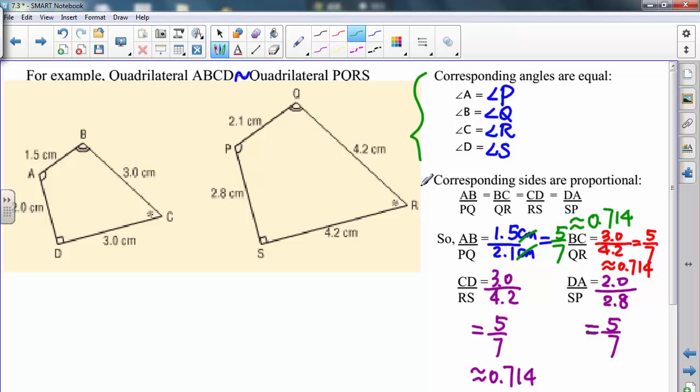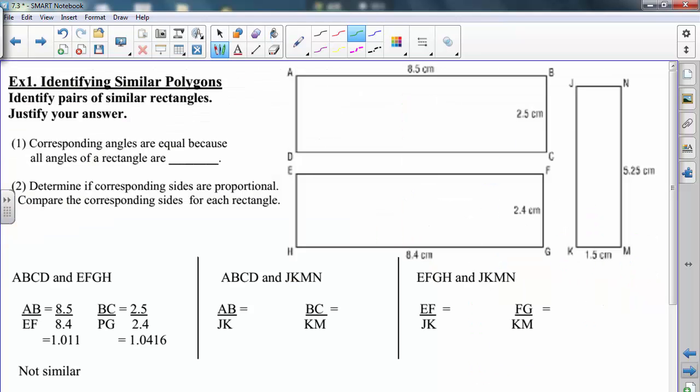Based on these two pieces of information, their corresponding angles are equal and their corresponding sides are proportional, I can draw a final conclusion that quadrilateral ABCD is similar to quadrilateral PQRS. So when you want to justify that two polygons are similar to each other, you have to justify through the corresponding angles as well as the corresponding sides.